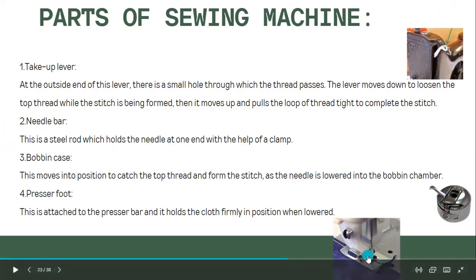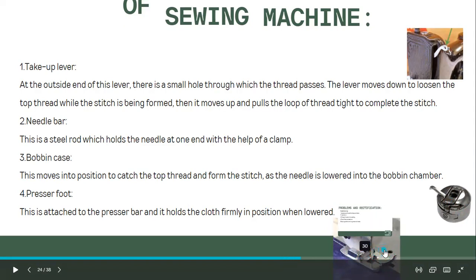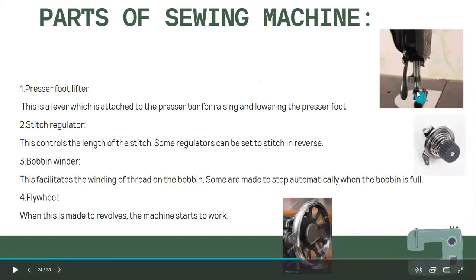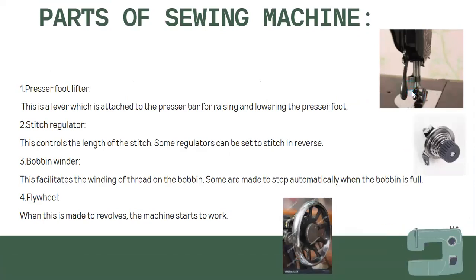Now the next one is the presser foot. This is the presser foot, which holds the cloth firmly. When you are making the stitches, this presser foot will hold the fabric. The next is the presser foot lifter. When you have completed the stitching, you lift it, and the presser foot will be loose. It moves up, and you can take your garment or cloth, and then when it is pulled down again, it will be firmly placed, tight onto the fabric.